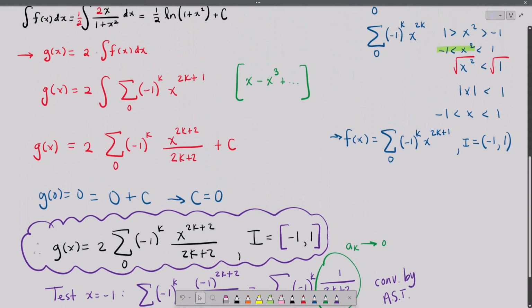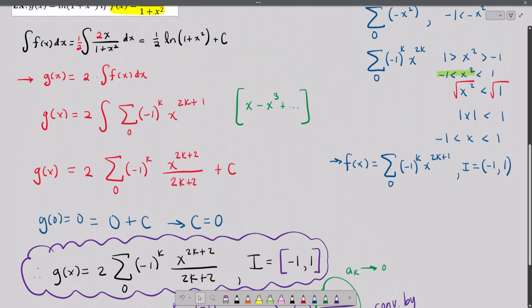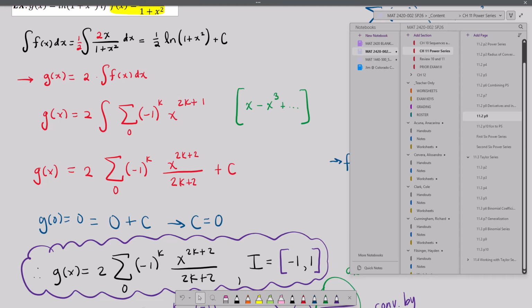Figuring out your template is key. How do you get to G from F? Do you integrate F? Do you differentiate F? And then you have to modify the interval of convergence. That is the tricky part.